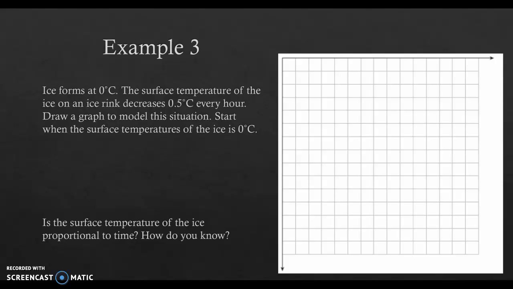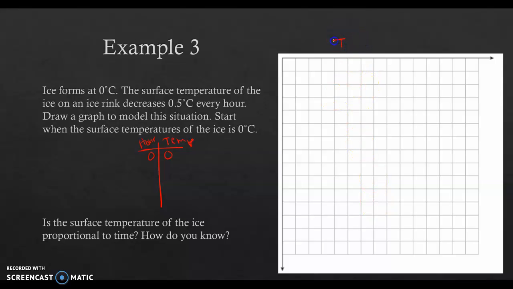And we're going to start when the surface temperature of the ice is 0. All right, and so since that's our start, when we go to make our table, that means we're starting our time when our temperature is at 0. And so we have hours, which is our x, and temp, which is our y. And so I'm going to go ahead and put those on our x and y axis.